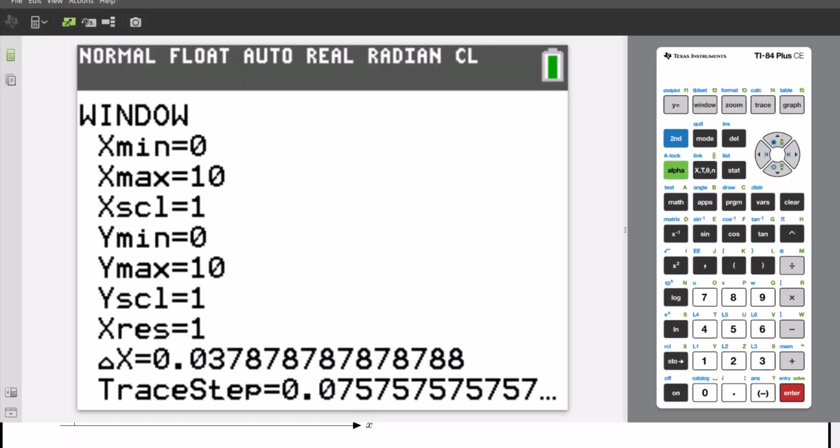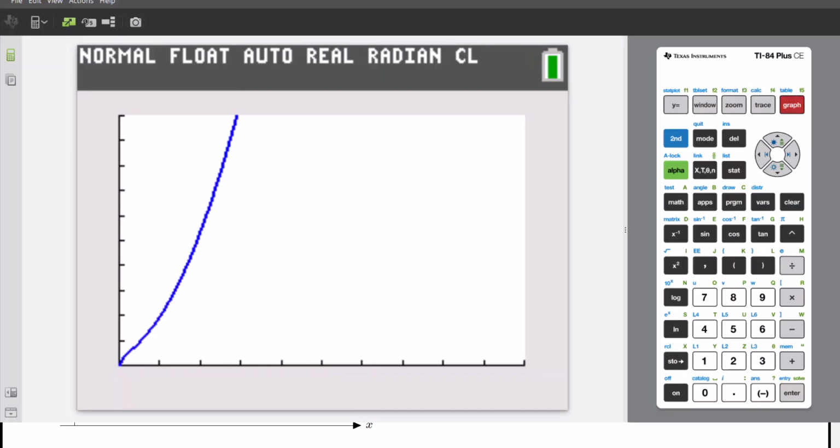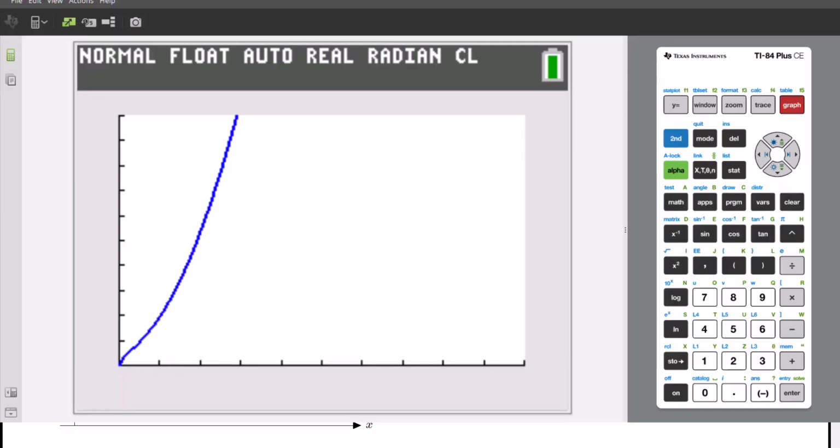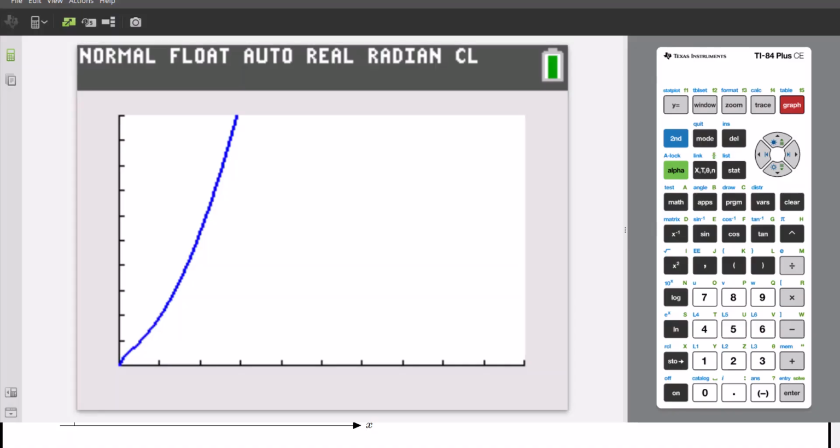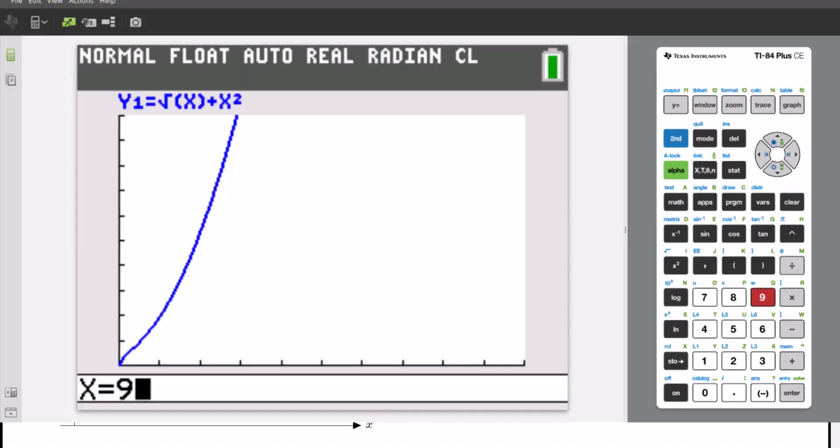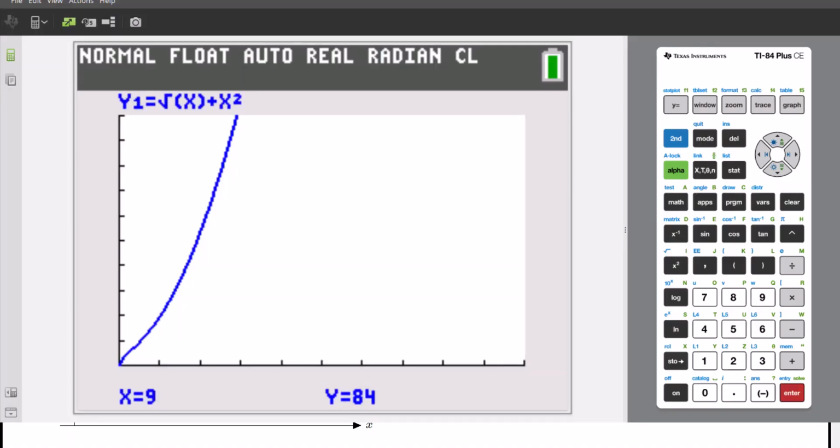We'll check in a second, and we might have to modify the y maximum, maybe change it to something bigger or smaller. We'll find out in a moment, but let's see what the graph looks like. It definitely seems like I don't see the full graph, because if I try to trace x equal to 9, for instance, it will say 84. So the window that I chose is not super appropriate.